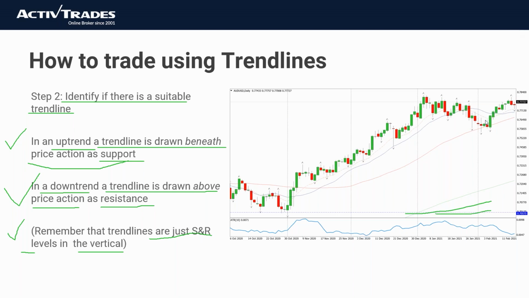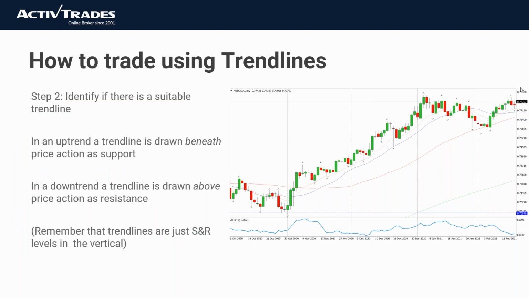So let's just, excuse my drawing skills. I'm a better trader than I am an artist. But what we're looking at is that in an uptrend, a trend line would go underneath price and will act as a support. And on the flip side, when we're in a downtrend, the trend line will get drawn above the price action, where it acts as a level of resistance.